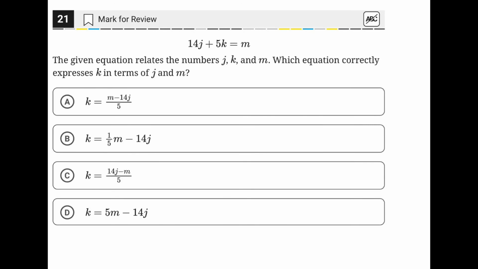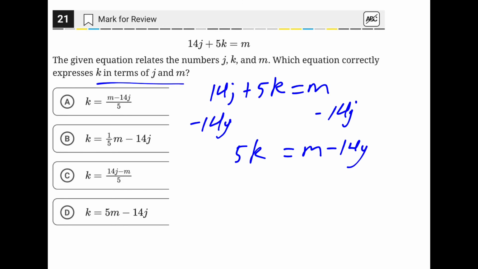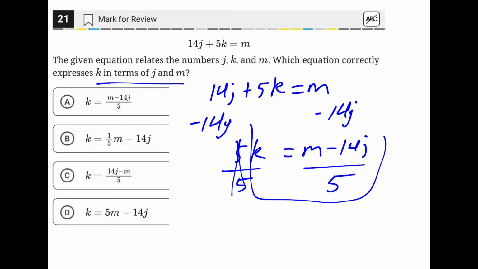When they say which equation correctly expresses k in terms of j and m, they just want you to rearrange the equation. So we'll take our original equation, we'll subtract 14j from both sides. We're left with 5k is equal to m minus 14j. And we'll divide both sides by 5. So k is equal to (m minus 14j) divided by 5. Choice A.